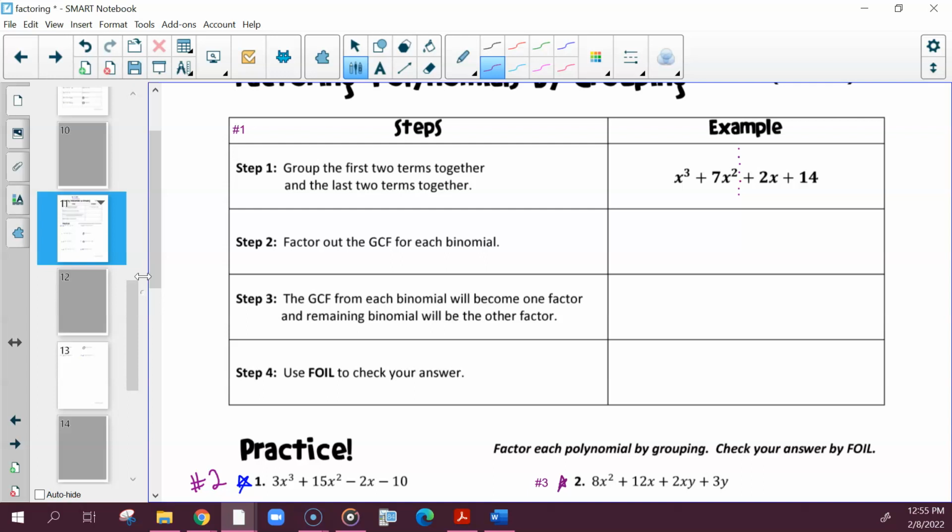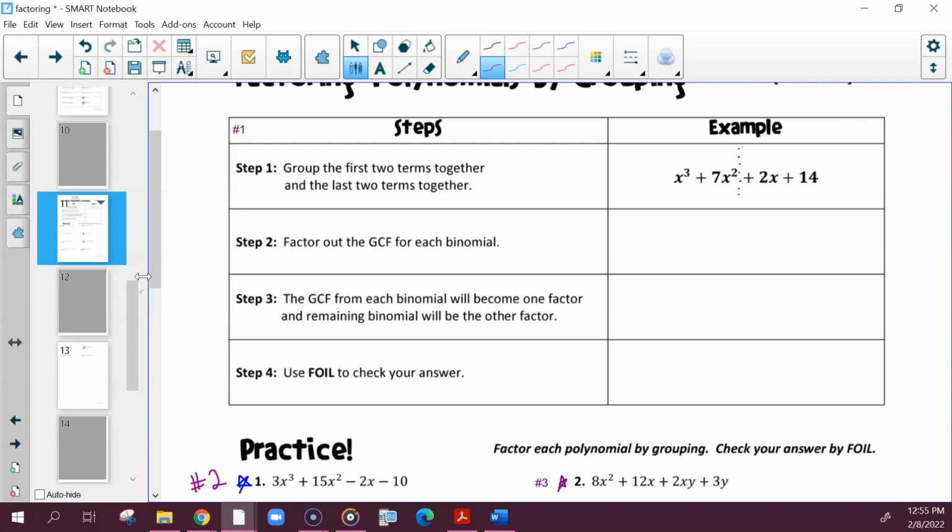What do they have in common? These first 2 terms. They both have exponents. They both have an x. So we need to figure out how many x's we can take out of both.